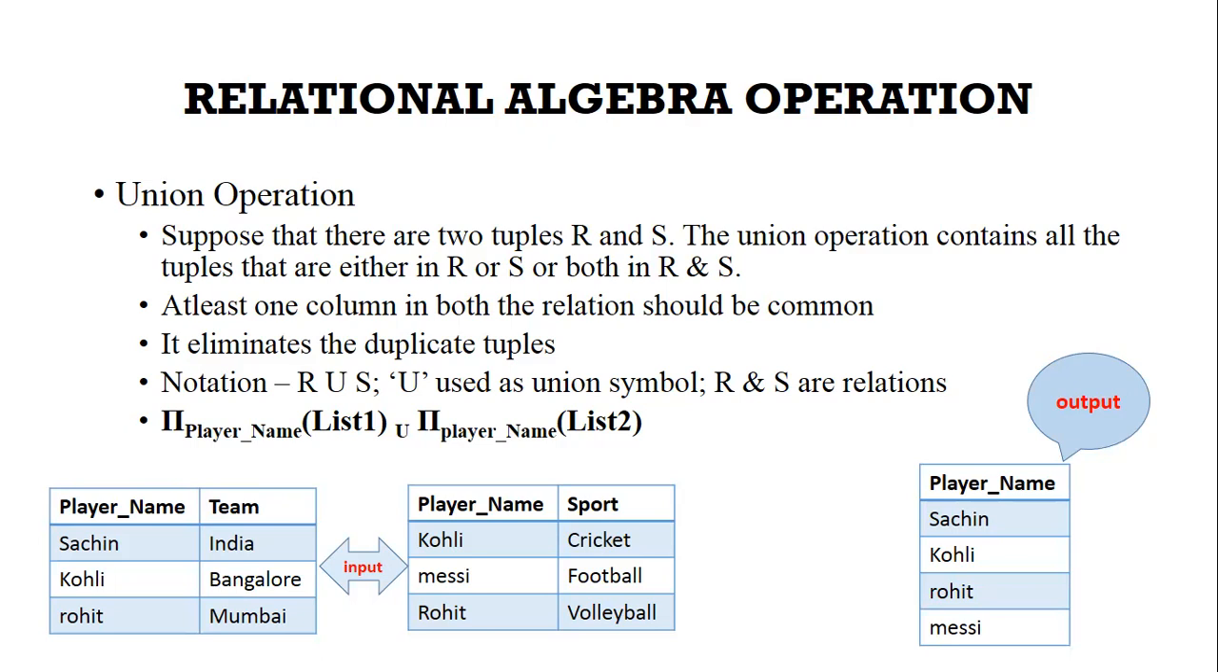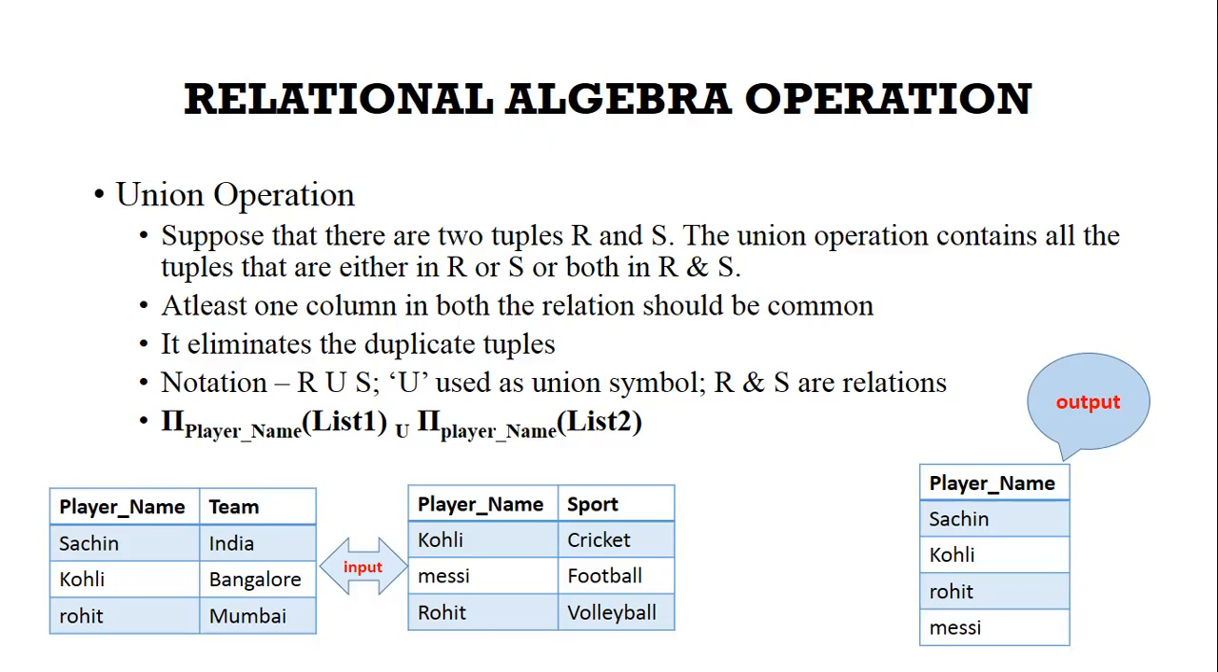List 2 contains the attributes player name and sport. So what I want is, from list 1, I need the player name, and from list 2, I need the player name. Okay. So from both relations, what are the common player names that I have to display?